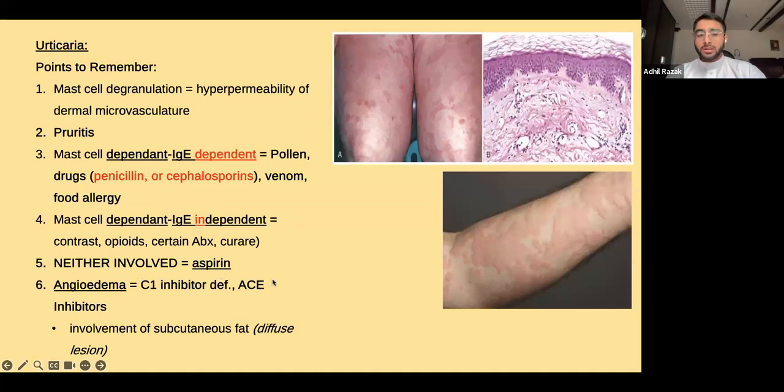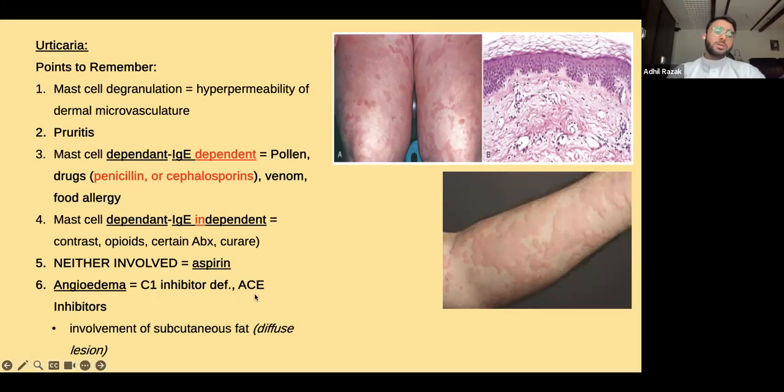And a third type would be where neither mast cell nor IgE is involved. This could be due to aspirin. This is an example for aspirin where there's no mast cell or IgE involvement. So if you get a case in your exam where a patient is having urticarial symptoms, itchiness, redness, and the patient has a history of taking aspirin, a painkiller, just before this started, and you have options saying mast cell dependent, IgE dependent, mast cell dependent, IgE independent, and one that says neither mast cell nor IgE, that's your answer, because aspirin does not involve either.